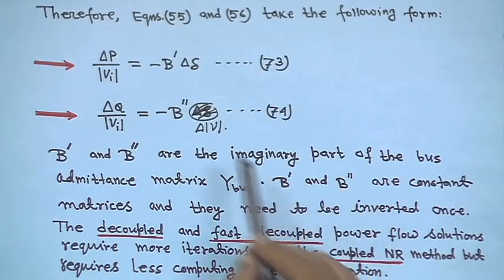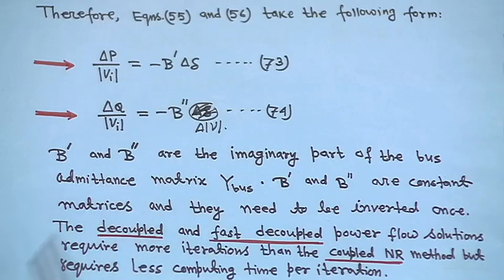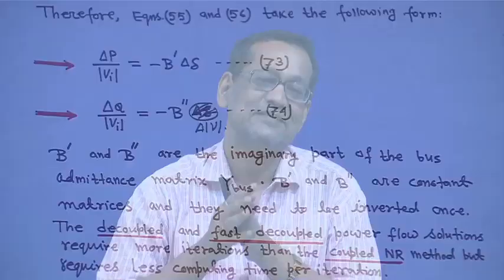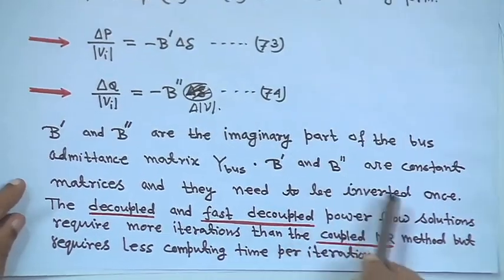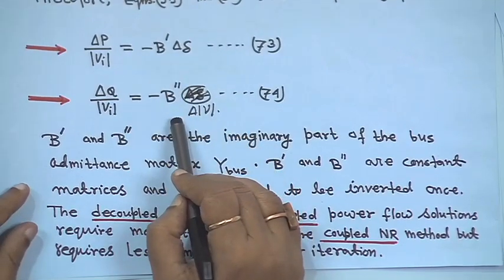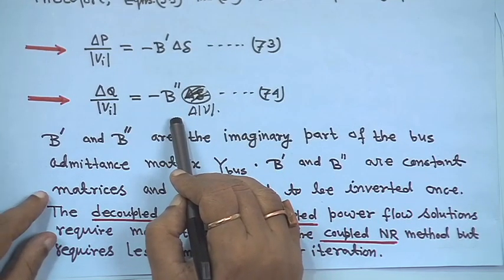Now, these two matrices, b dash and b double dash, are independent of any variables. It is a constant, totally independent. So, you need not evaluate them in every iteration. They are constant matrices, and you invert them only once and that is all, but you need not evaluate them again like the Jacobian matrix.